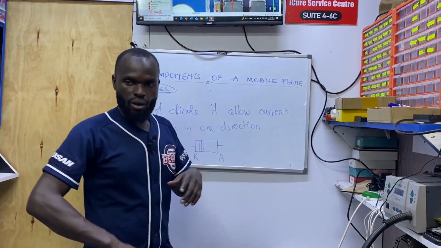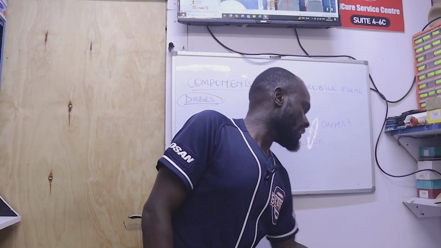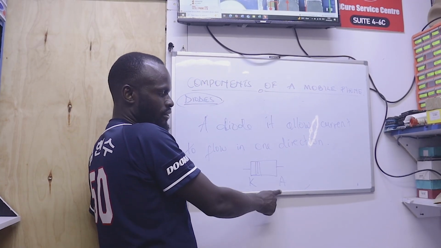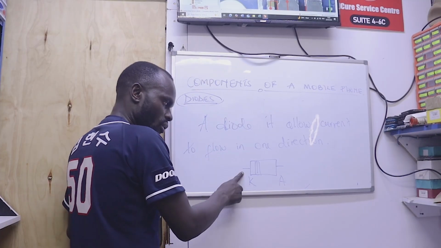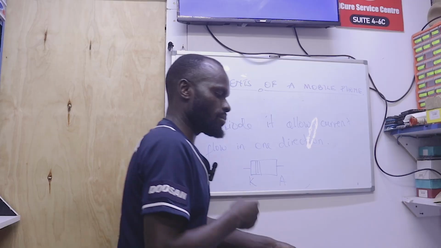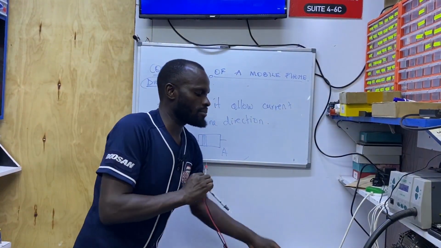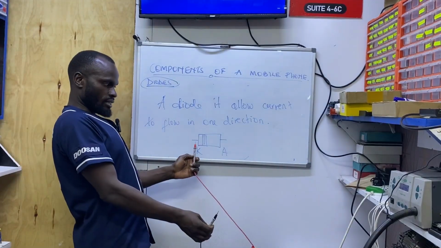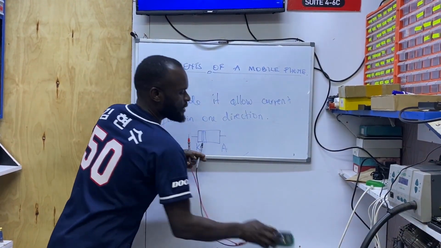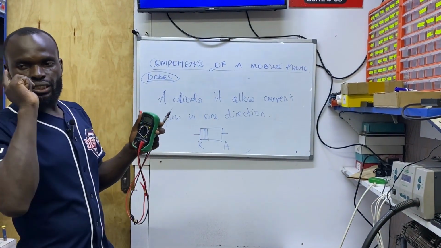Let me repeat it once again to make it clear. We are having a diode here. Your positive probe on the positive side, on the anode side, your negative probe on the cathode side. You will see a value on the screen. Then you reverse the probes. These are the probes. If you reverse the probes, the positive side on the cathode and the negative side on the opposite side, and you find any value other than 1 or OL, that diode is faulty.